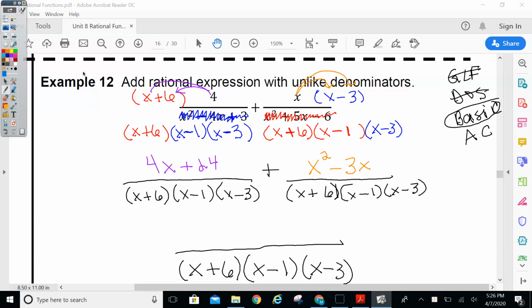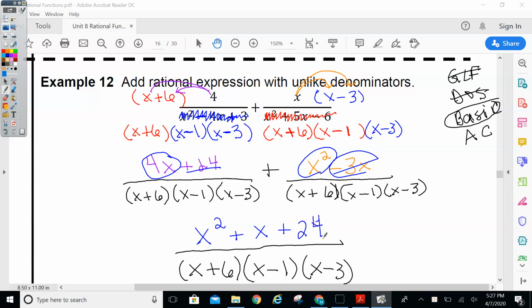So here, the x squared can't combine with anything, so that just stays x squared. The x's we can combine together. So here we have 4x and -3x. So 4x and -3x is 1x. And then we have plus 24.